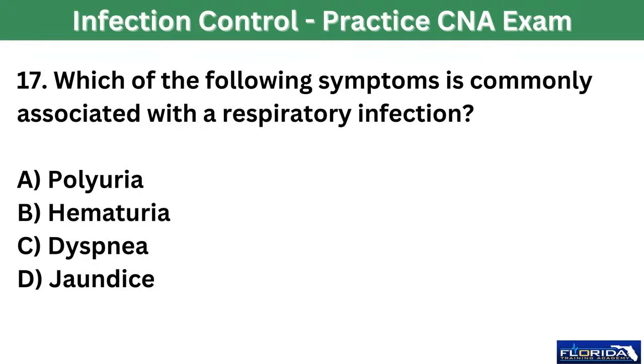Number 17, which of the following symptoms is commonly associated with a respiratory infection? A, polyuria, B, hematuria, C, dyspnea, or D, jaundice? A respiratory infection.